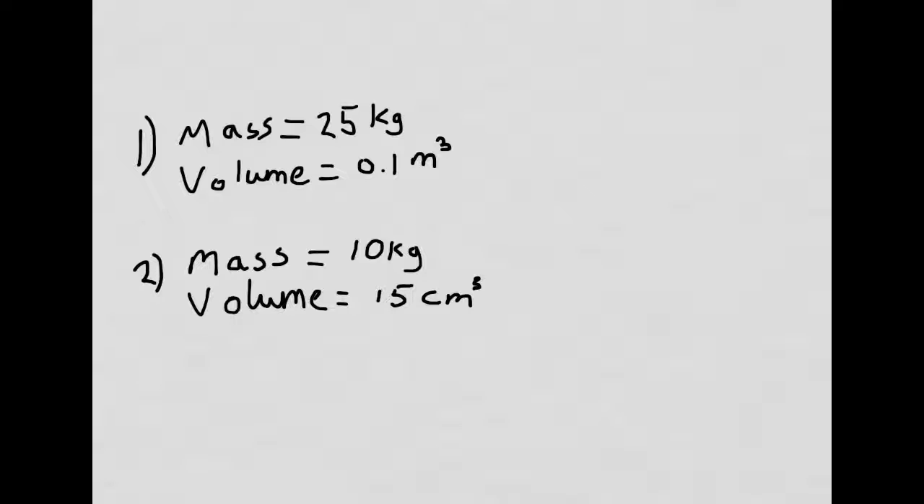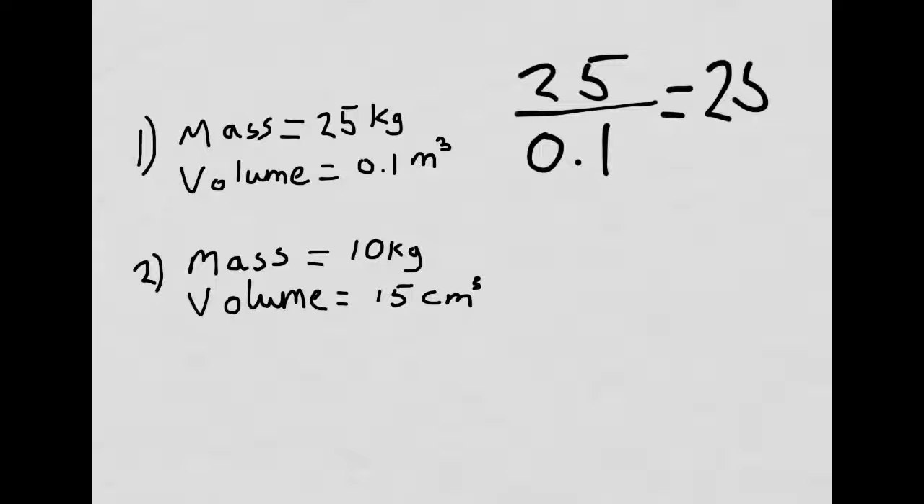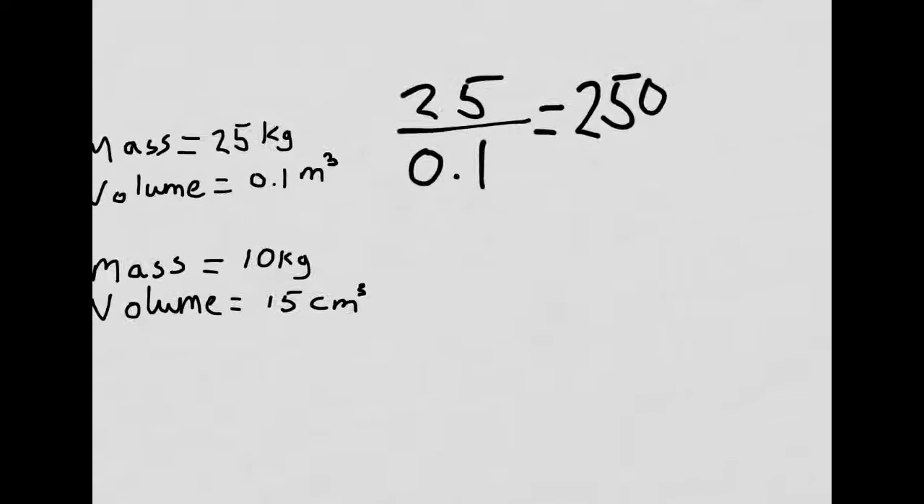Right, let's start with the top one. So the top one is not particularly difficult. All you need to do is take 25, which is the mass, divide it by the volume, which is 0.1, and you get 250 kilograms per meter cubed. Okay.